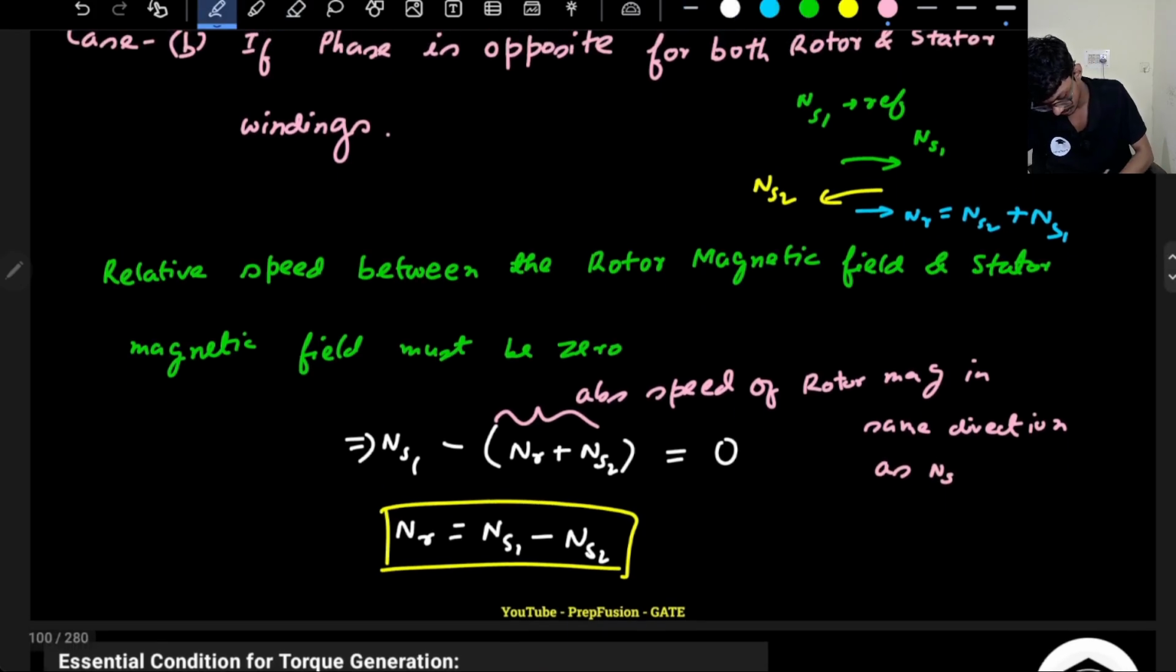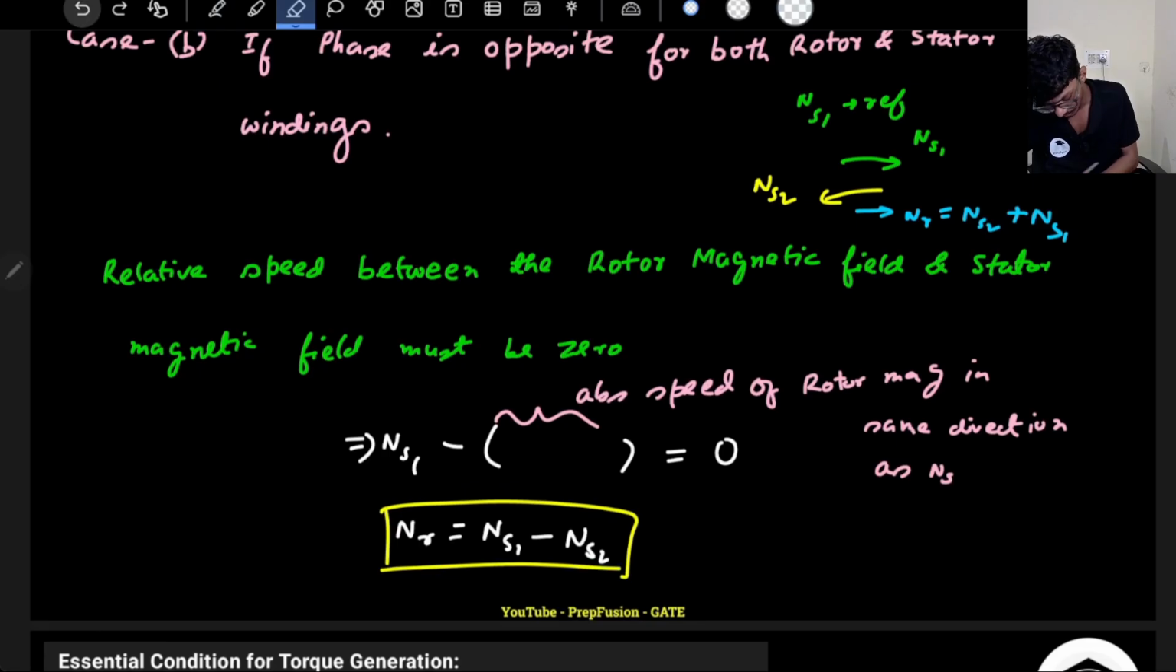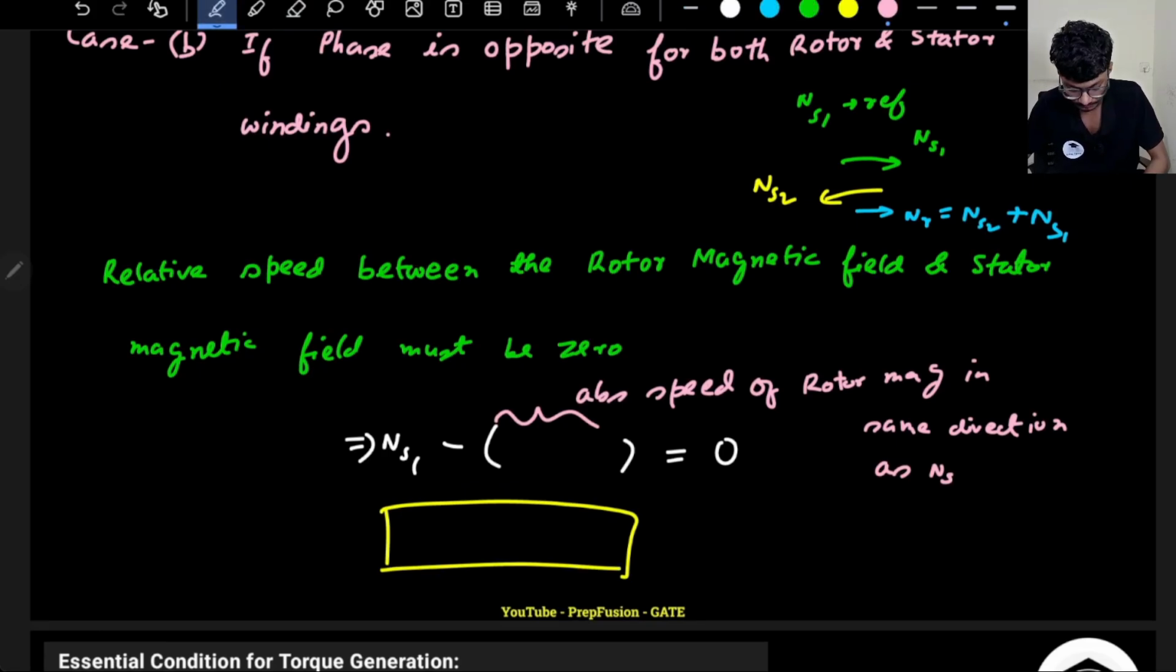So this will be deleted. So what is the absolute speed of the rotor magnetic field? I know ns2 is the speed of the rotor magnetic field with respect to the rotor, right? So what is the absolute speed?